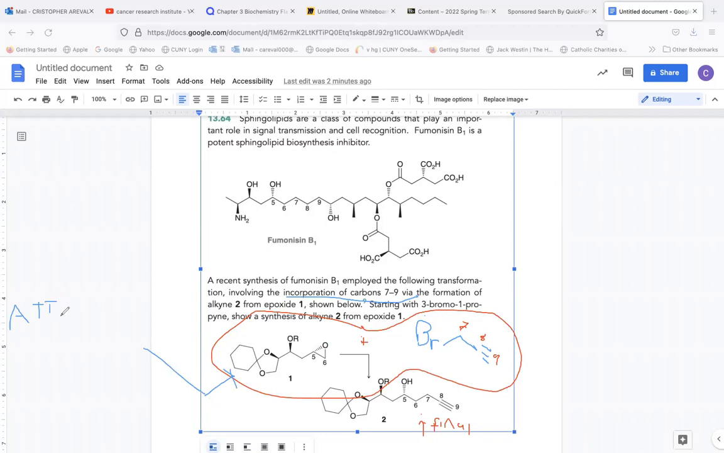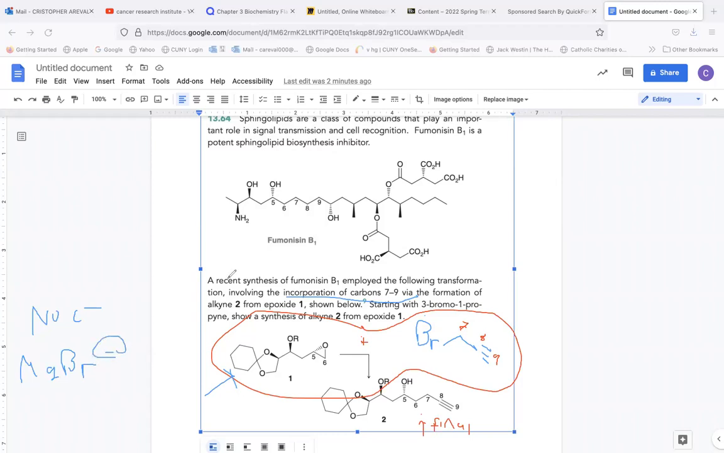We need to attack with what? A nucleophile. We have a Br right there. Boom. What rings a bell? MgBr. We went over this, right? MgBr, Grignard reagent, a really good nucleophile.